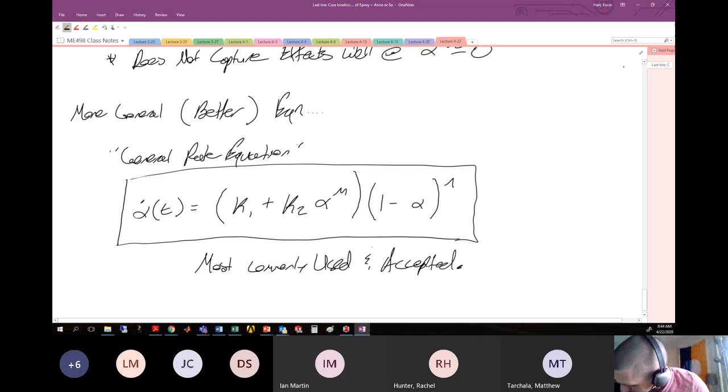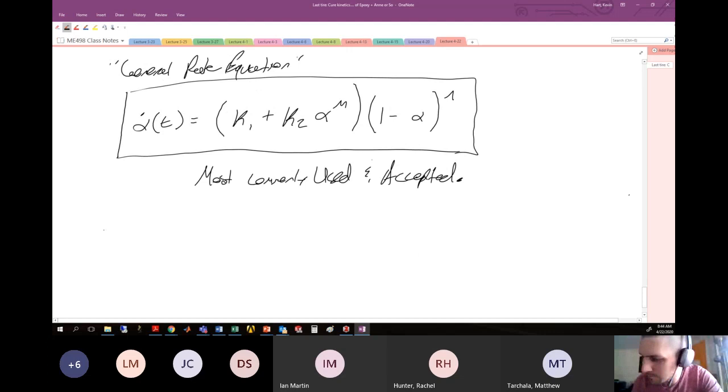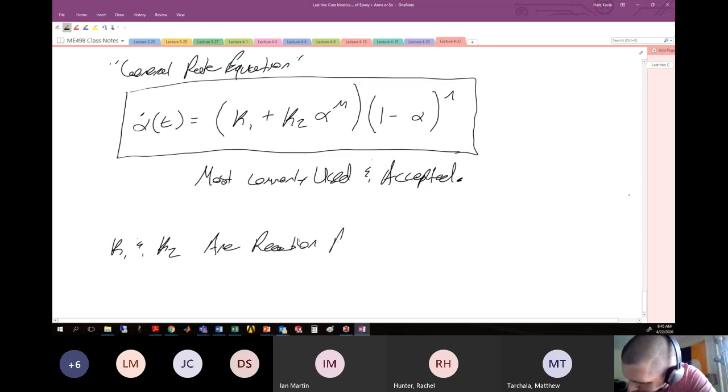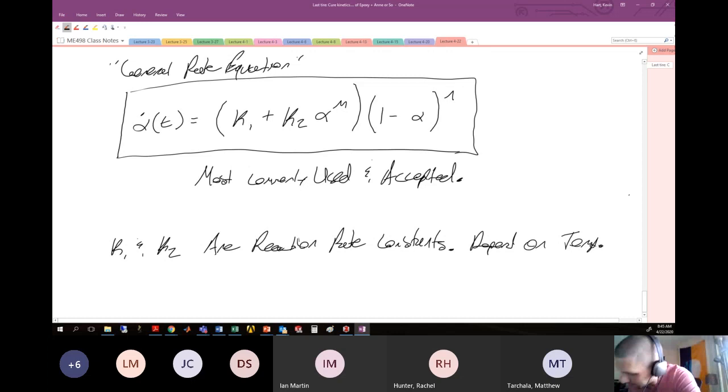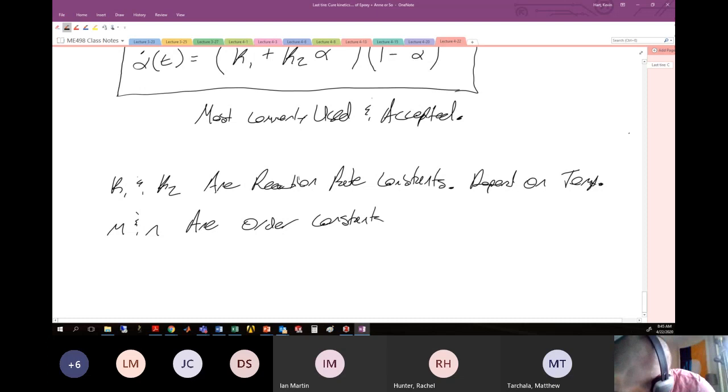All right. This model will better capture the things that are happening on the front end of your reaction. So let's define some of these. K1 and K2 are reaction rate constants. They depend on temperature. Obviously, they're Arrhenius with temperature. We have m and n, our order constants. Usually they're added together to equal 2.